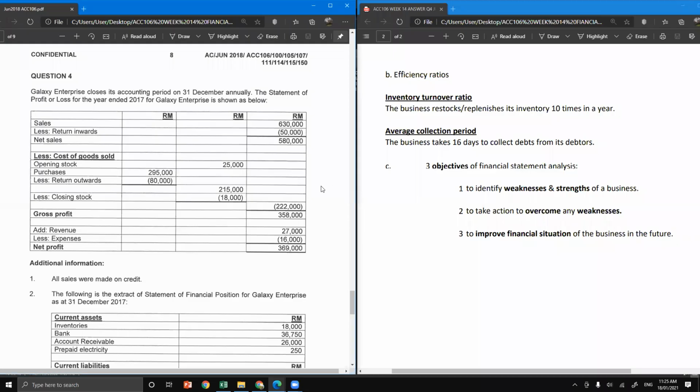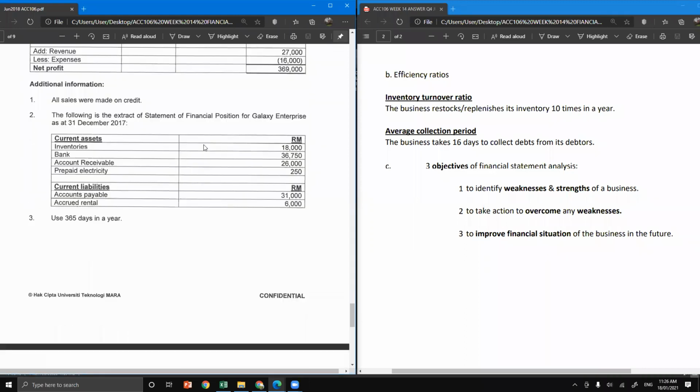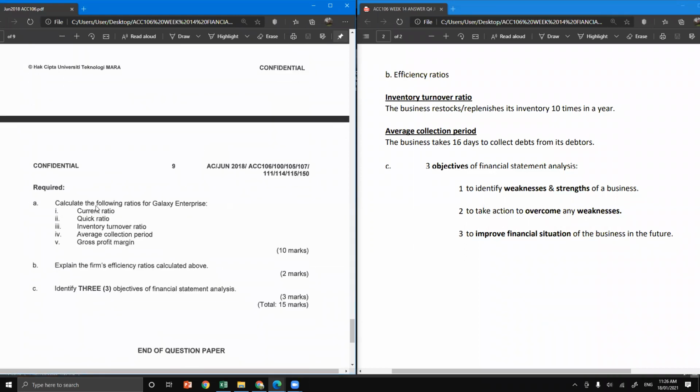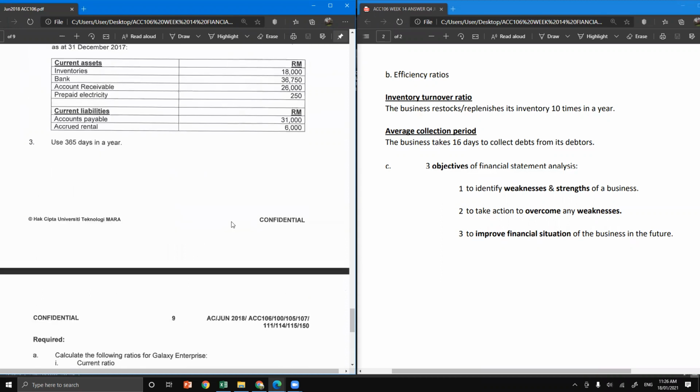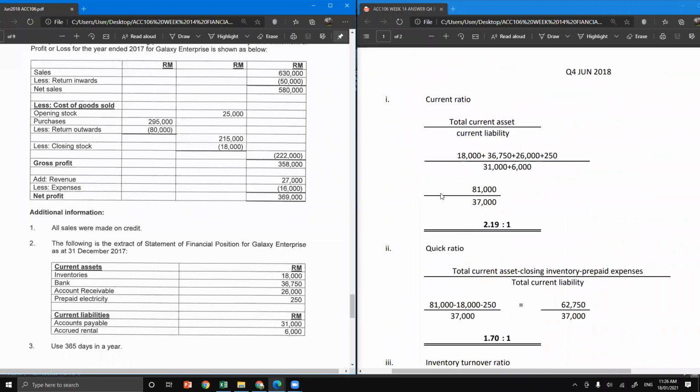This is a discussion for the answer on question 4 from the June 2018 final examination. So the question is: A. Calculate the following ratios for Galaxy Enterprise. 1. Current ratio. The formula is current assets divided by current liabilities.